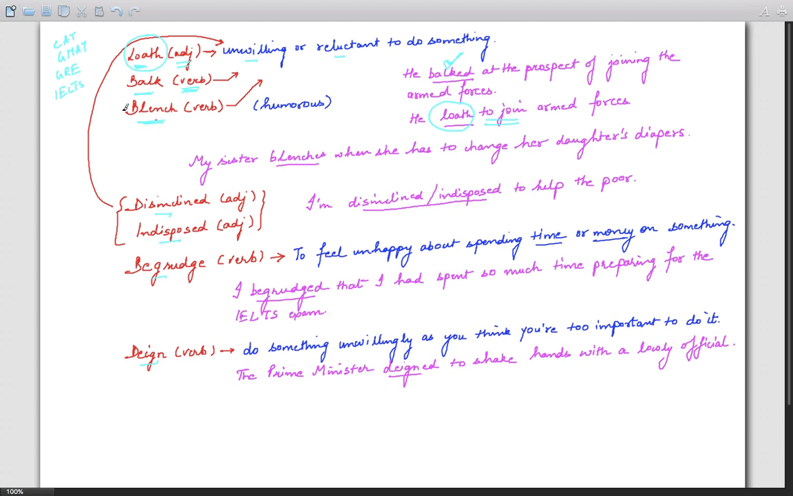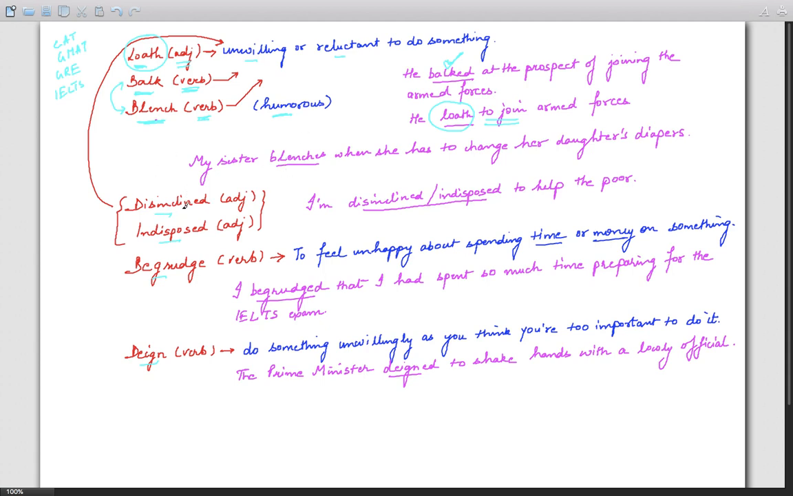Blench is a bit different from balk. Both are actions. Blench is also a verb, an action form, but it's taken in a humorous sense. It's very different from balk because of the nature of the word. It's more humorous, while balk is a more serious word. So my sister blenches when she has to change her daughter's diapers. That's a humorous situation. You're not going to say she balks when she has to change her daughter's diapers, as that would be a serious situation. Here, it is a humorous situation.